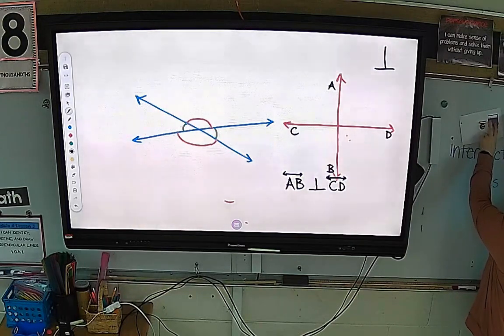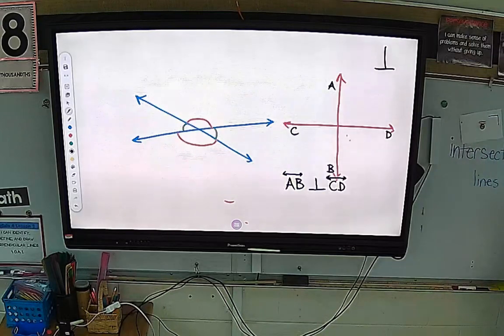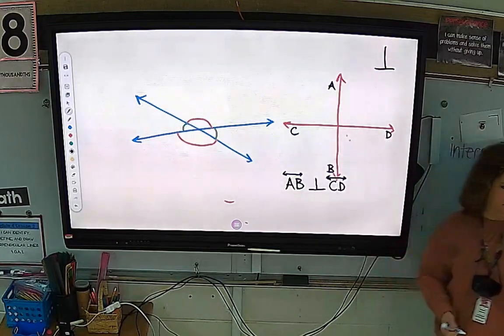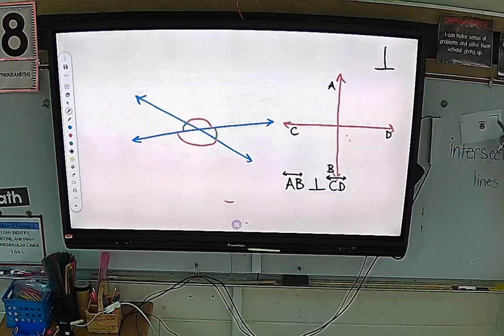Just like that. And when I pull that away, those are intersecting lines. Those are perpendicular intersecting lines. Well, I thought they had to cross each other and one come all the way down. Well, sometimes they do, and sometimes they're just like that.